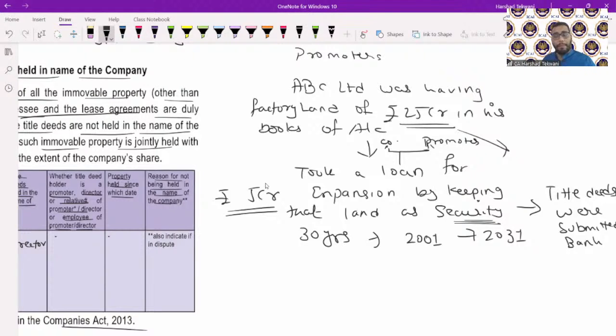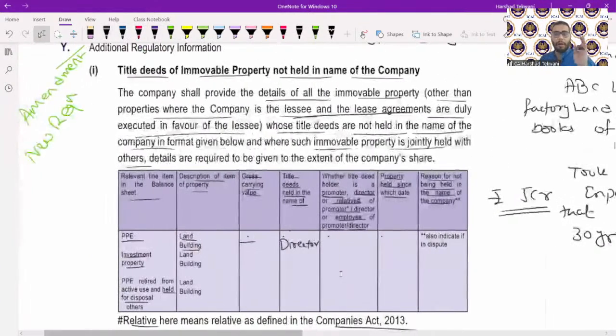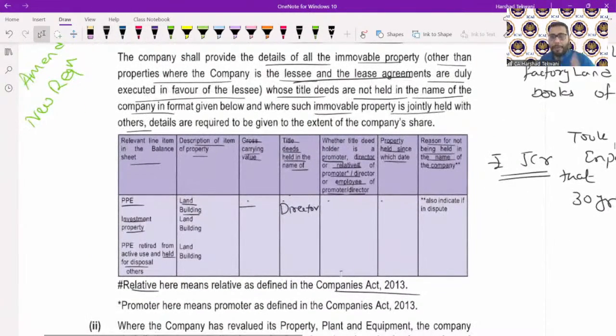So who is the real owner? The promoter is the real owner of the land, but the promoter is not showing it in his books of account; rather the company is showing it in its books of account, but the title deeds are in the name of the promoter. So to avoid this confusion and this type of manipulation, this provision came up, to disclose separately where the title deeds are not in the name of the company. It doesn't mean that because the land has been in the books of account for the last 30 years, it belongs to the company. It may happen that the title deeds are not in the name of the company, and there can be numerous reasons for that.